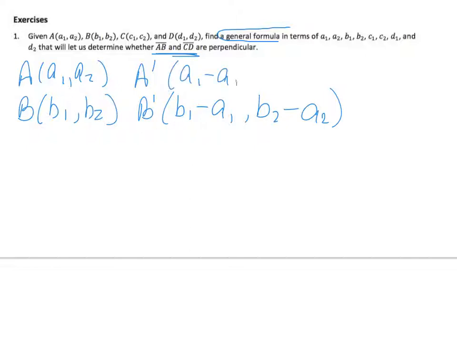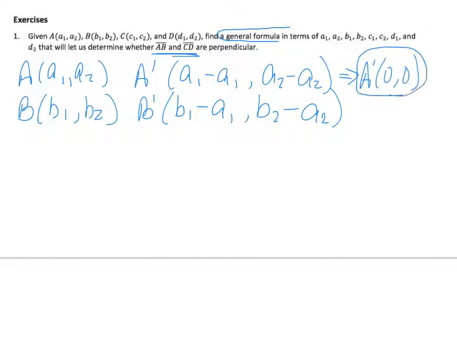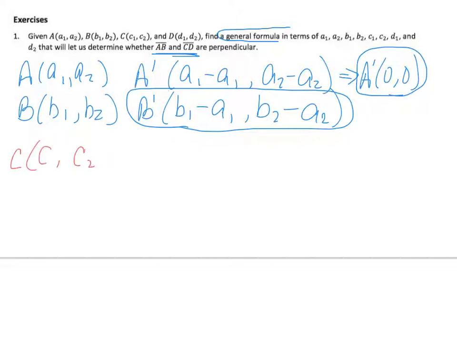A1 minus A1 is 0, and A2 minus A2 is 0. So I get A prime as 0, comma 0. And B prime is that fun little guy. Cool? Awesome. So do the same thing. I'm going to move C to the origin.